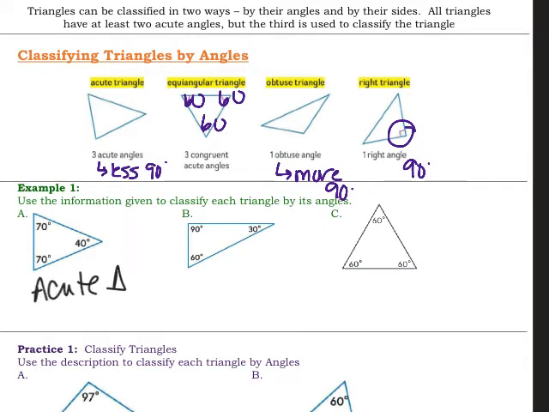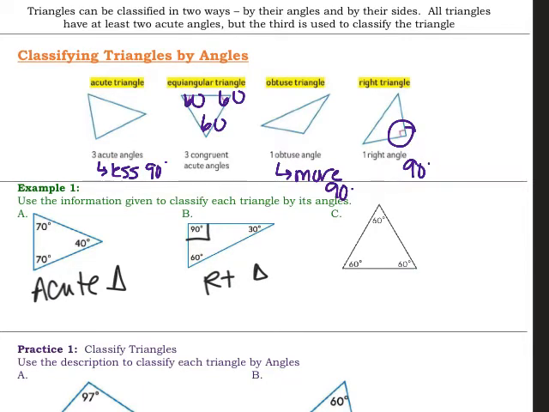All right, look at the next one. We're going to do the same thing. Are they all less than 90? No. Are they all 60? No. Is one angle more than 90? No. Is one angle exactly 90? Yes. Okay, so then this is a right triangle. The only difference is that it didn't have the box for you. It had the 90 degrees.